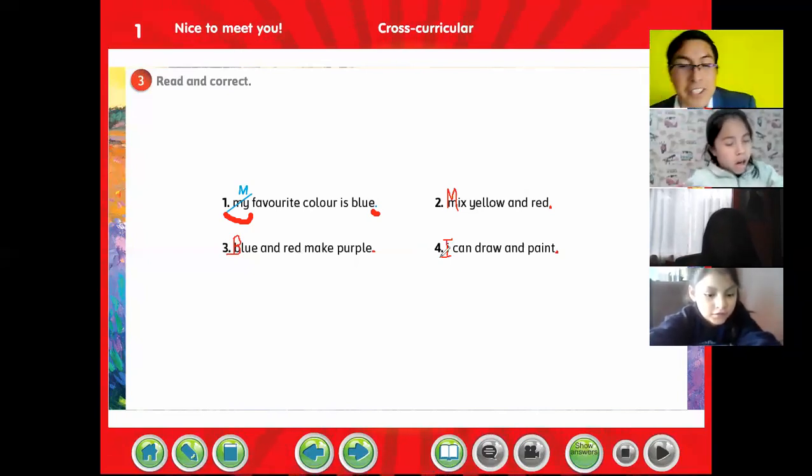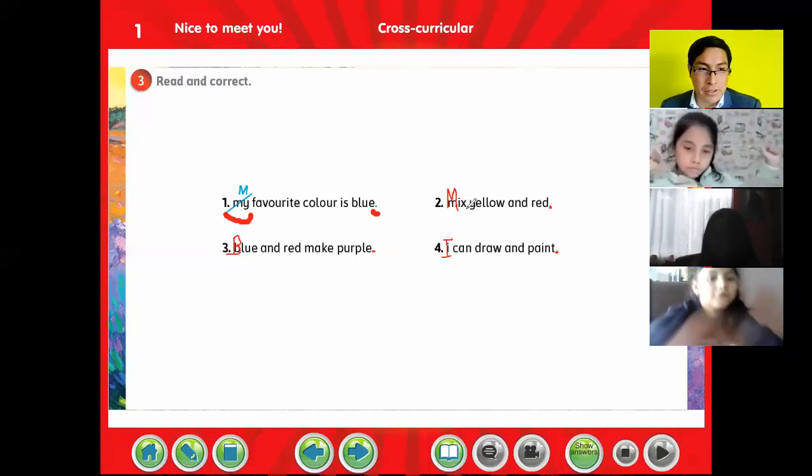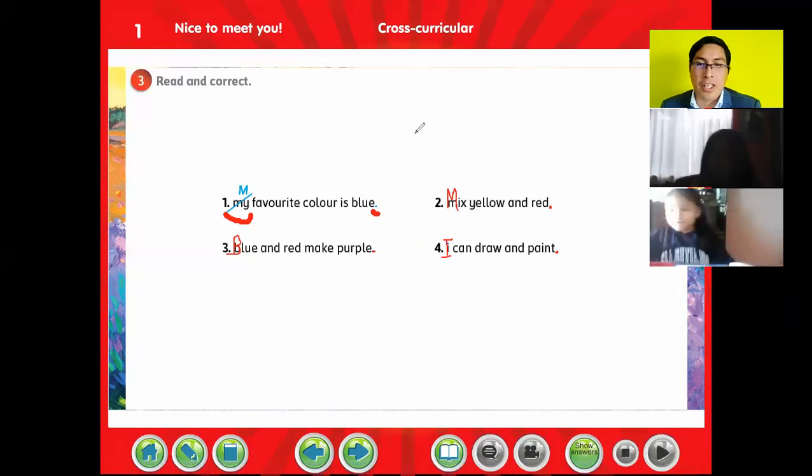Please remember, this is a rule in English. Capital letters and periods. Okay, this is a rule. In your evaluation, be careful with this. Be careful.